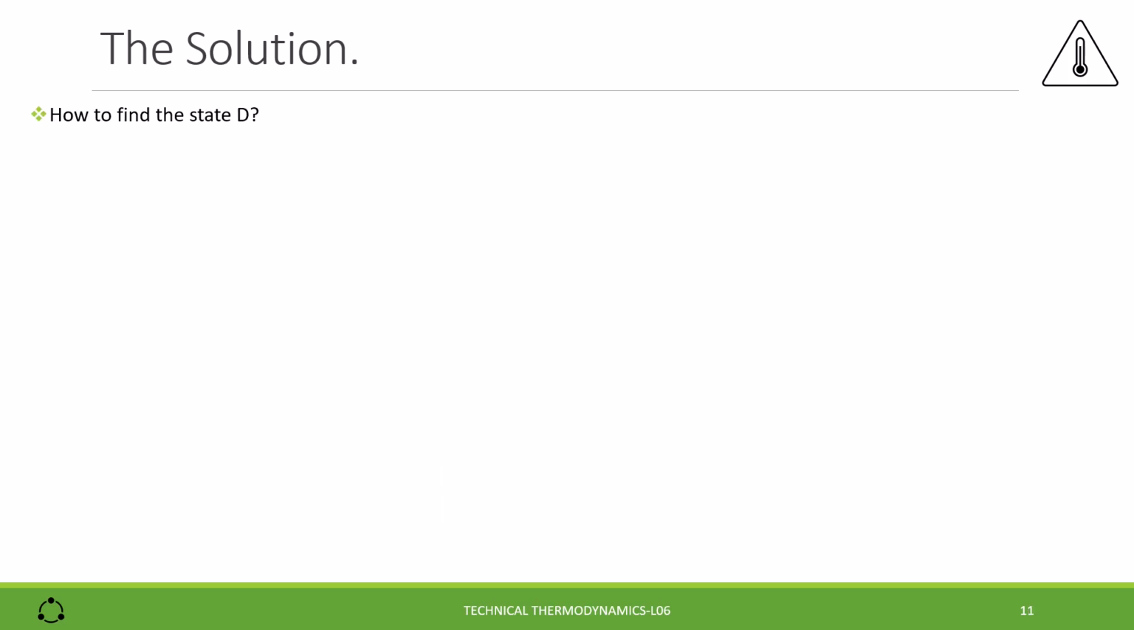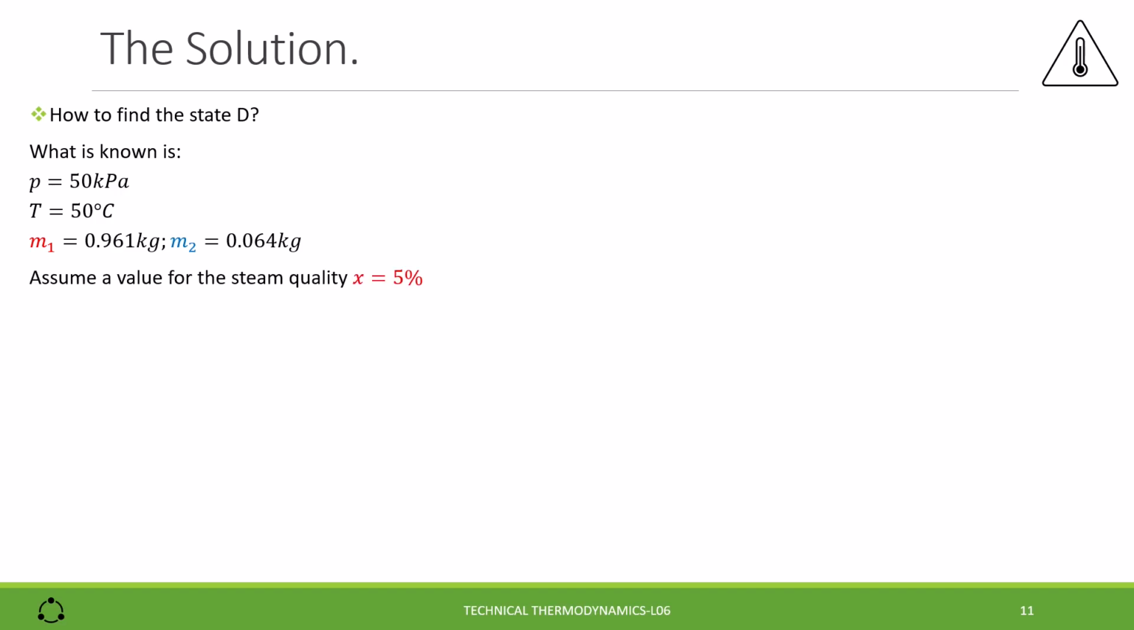How to find the state D? What is known is the pressure 50 kPa, the temperature 50 degrees, and the mass of the steam and the mass of the nitrogen. We assume a value for the steam quality. Let's say X equals 5%.